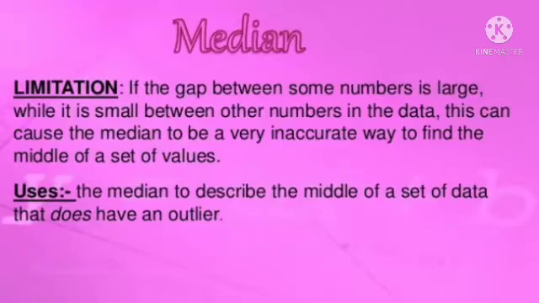Limitation: if the gap between some numbers is large while it is small between other numbers in the data, this can cause the median to be a very inaccurate way to find the middle of a set of values. Uses: the median describes the middle of a set of data that does not have an outlier.